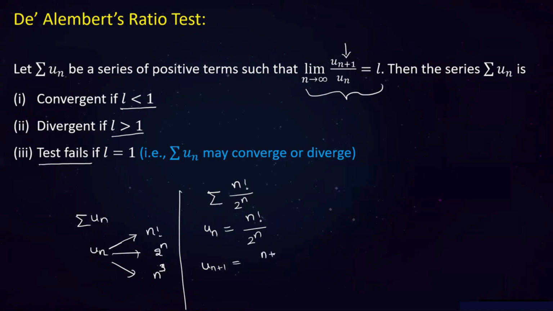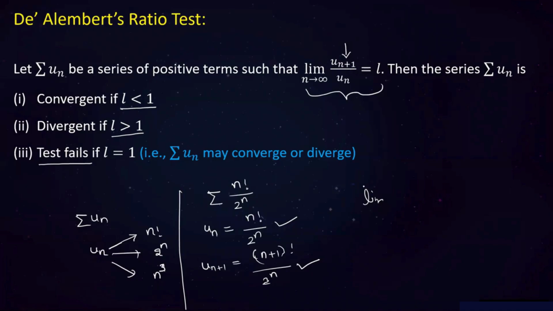So here you see, we'll get it like this, (n+1) factorial divided by 2 to the power of n+1. Now you see you have both u(n+1) as well as u(n). Then you need to define the limit of u(n+1) by u(n). Depending on the limit value, whatever you get, we are going to give a conclusion. When the limit is less than 1, we'll say it is convergent. When the limit is greater than 1, we'll say it is divergent.